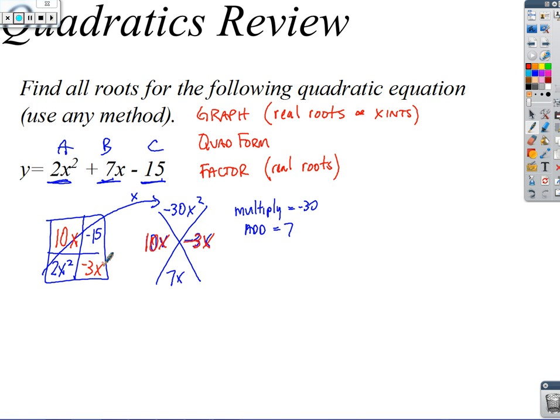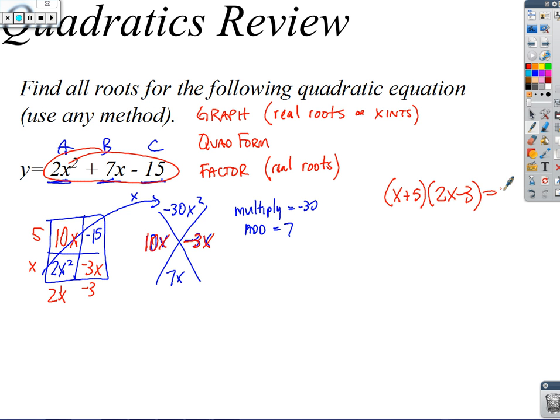Then I fill in the outside of my rectangle, so 2x and x. I place the 2 here because 2 times 5 gives me 10. If I'd have placed it here, it'd be a little tricky to get the -3. X times -3 gives me the -3x. And then I write my quadratic as a product. It is the product of x plus 5 and 2x minus 3.